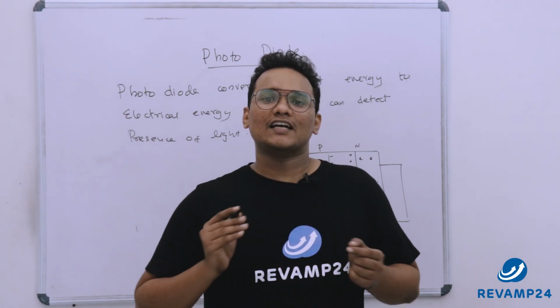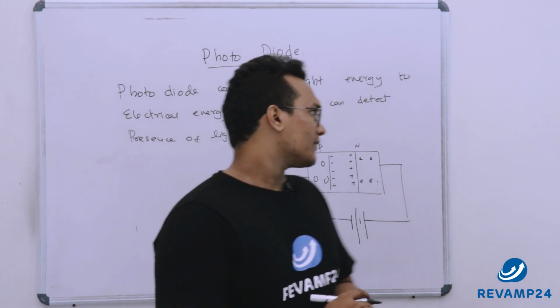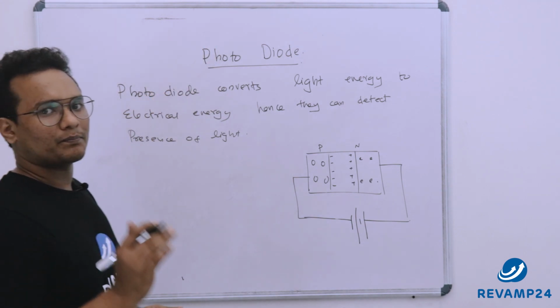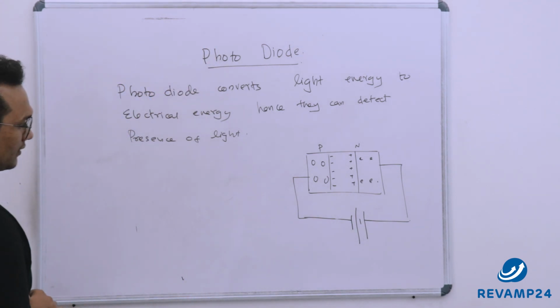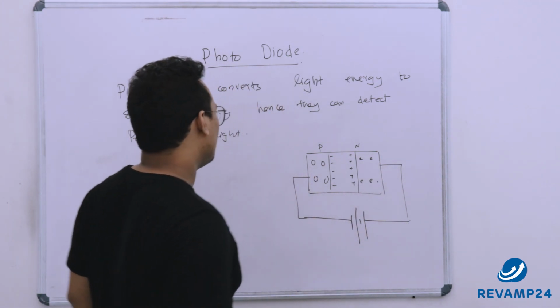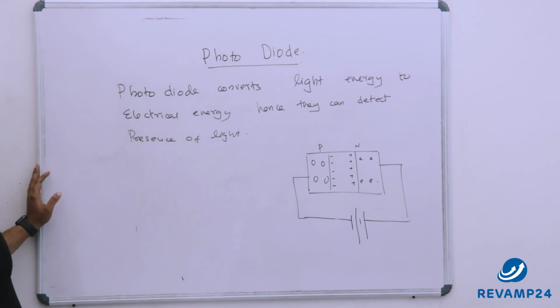In this video, I will explain photodiode. Now, photodiode is one of the applications of PN junction diode. So, it's a PN junction diode reverse biased. Now, we will see what is the application of photodiode.